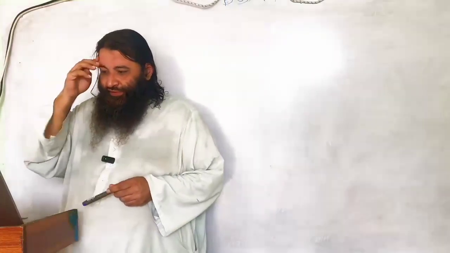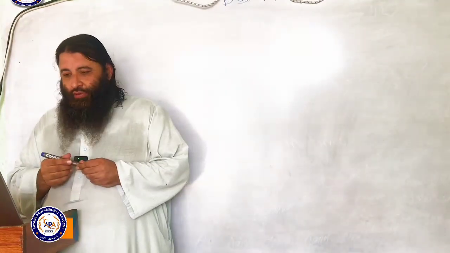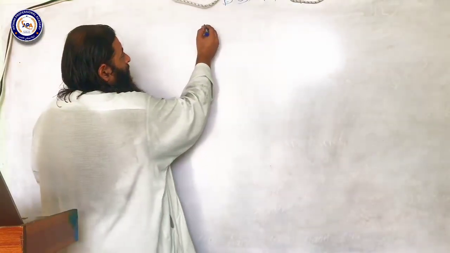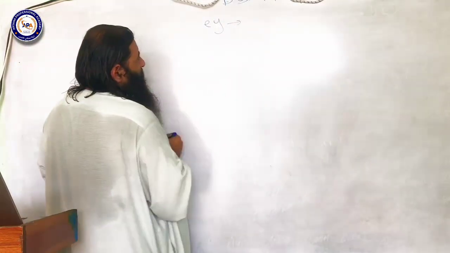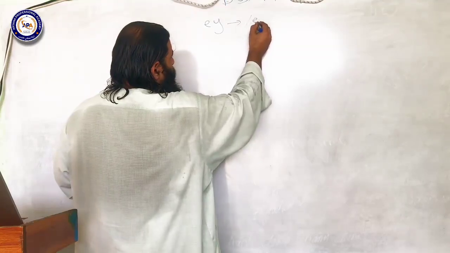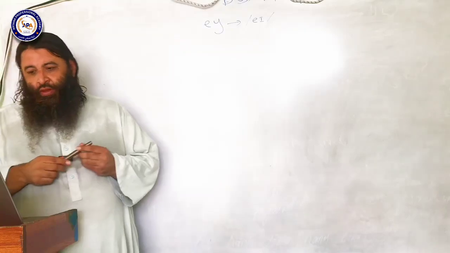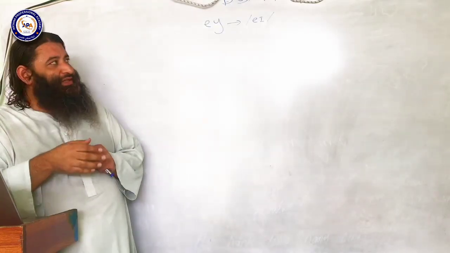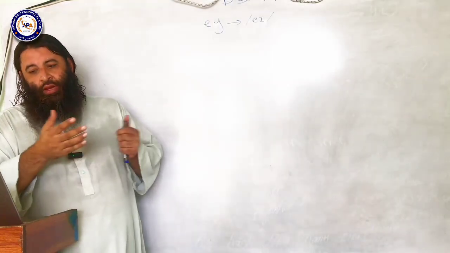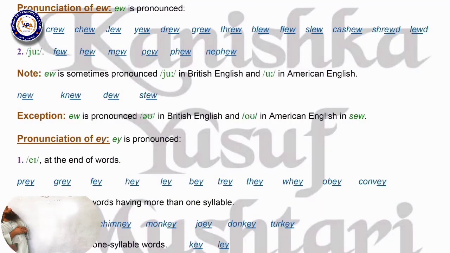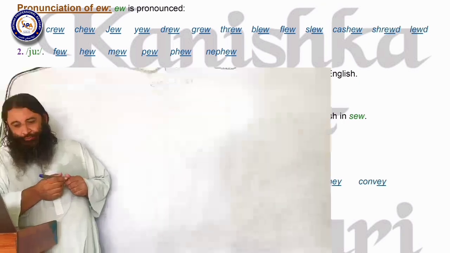You're in vowel digraphs. Last time we studied EW. Now we come to EY. EY is pronounced, the first sound we study here is the A sound, the diphthong A. And EY can give this sound at the end of words, like pray, gray, hay, bay, lay, tray, they, way, obey, convey, etc.